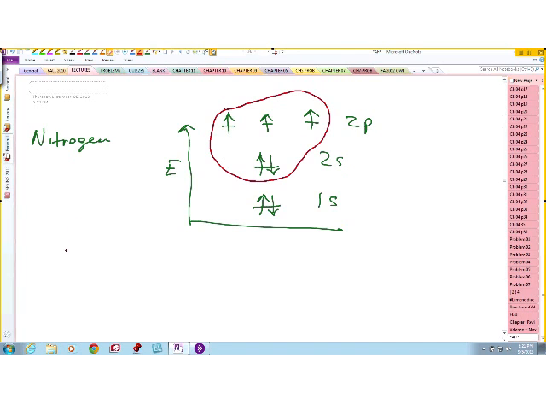Okay? So therefore, nitrogen has a valence of 3 in any stable molecule. So therefore, we say nitrogen is trivalent.